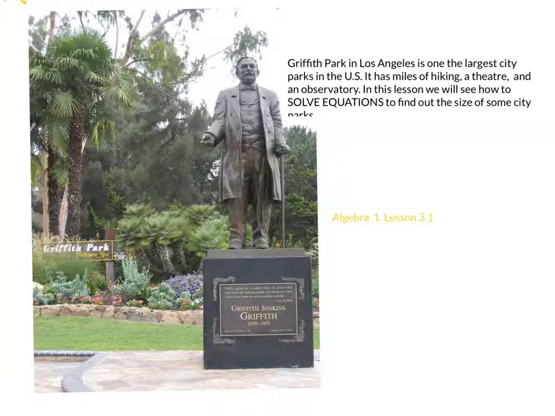This is Algebra 1, Lesson 3.1. In Griffith Park, which is in Los Angeles, California, there is one of the largest city parks in the United States. You could spend days, hours. There are miles of hiking. There's a theater. There's an observatory. In this lesson, we will see how to solve equations to find out the size of some city parks.